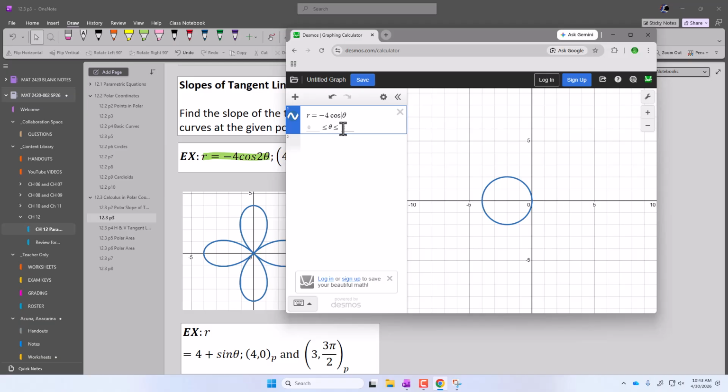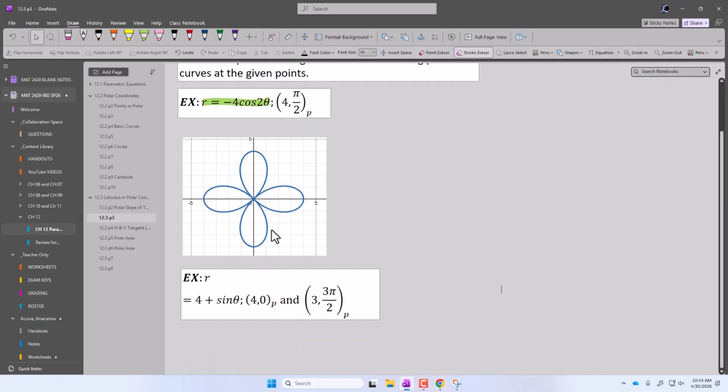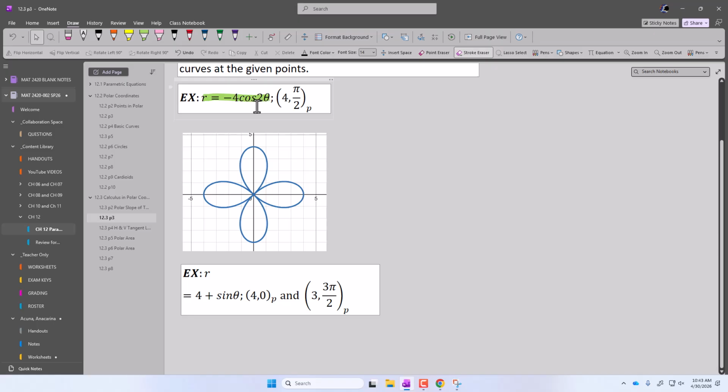So if you have an odd number, does that mean that your domain is restricted? Yeah. So if you do it from 0 to pi, then you'll get exactly 3 petals. But if you did 0 to 2 pi, you get 6. But you can't see the other 3 because they're on top of the other ones. So even is just going to be double whatever that coefficient is. Odd is going to be exactly that coefficient.